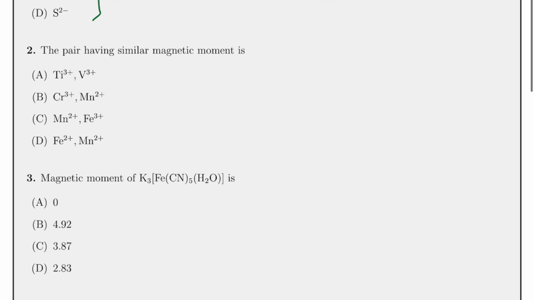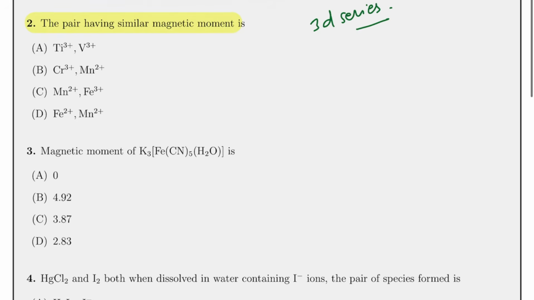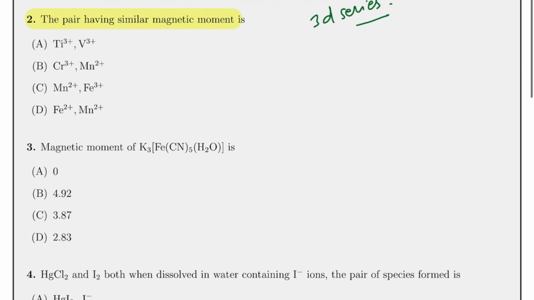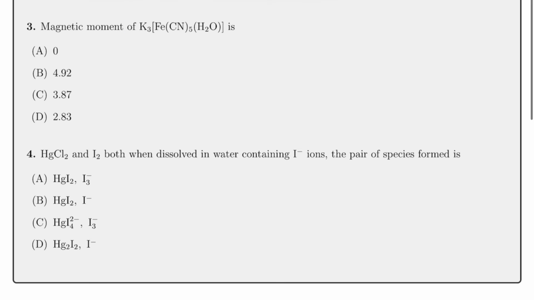The next is, as many times it has been told to you guys, the electronic configuration of D block elements, particularly the 3D series. That is very important. Based on that, this question is there, and along with that you need to find the pair which has similar magnetic moment, which means the same number of unpaired electrons, so that will have the same magnetic moment.